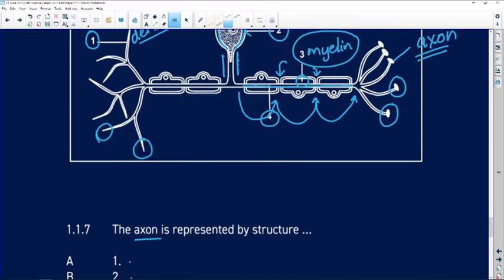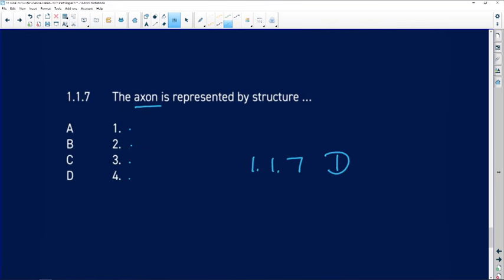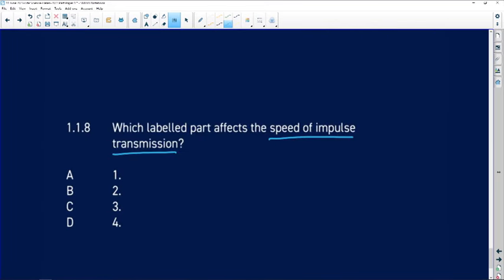Remember, if you walk and then if you run or jump, you get to a place much quicker. So our myelination, which we said is number 3, is what's going to speed up our impulse transmission. So our answer for 1.1.8 is going to be C.